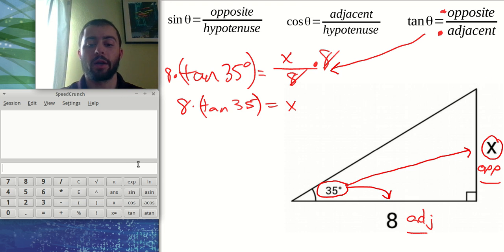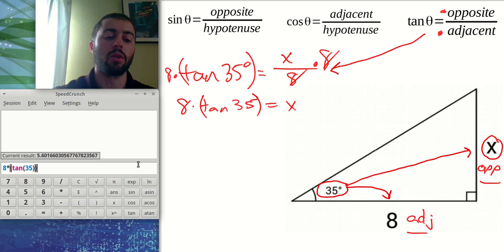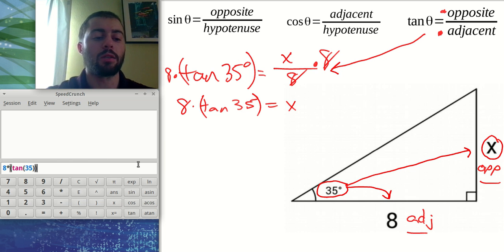So we can come over to our calculator and do 8 times tangent of 35. You likely have a different calculator at home. You'd be looking for a tangent button. There should be a sine, cosine, and tangent button all in a row on your calculator. So you can do 8 times the tangent of 35. Make sure your calculator is in degree mode because the angle that we have here is in degrees. All right, check your calculator. If it's in radian mode, your answer is going to be way off.